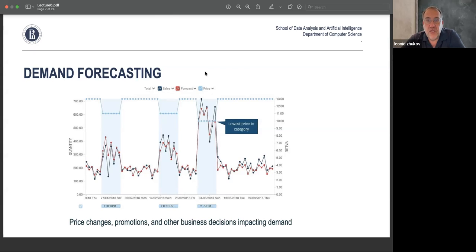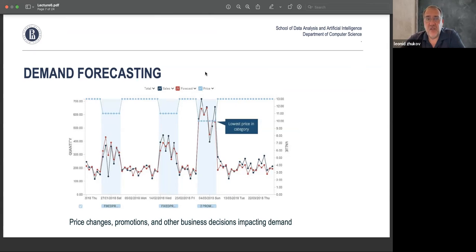But there are even more subtle things. For example, if there's a category of products, and the discount makes the item the lowest price in the category, then demand increases significantly. So predicting demand requires taking into account not only the historical behavior of the demand or sales, but also all kinds of external factors.